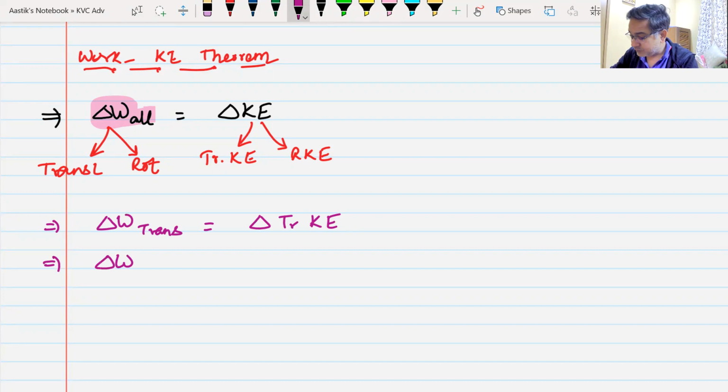Work done by all rotational forces will be the change in rotational kinetic energy. Do we understand this? Yes or no? Yes, sir.